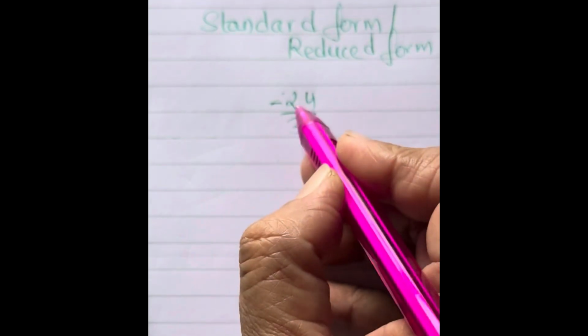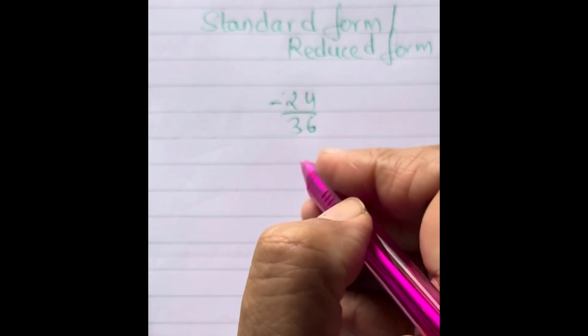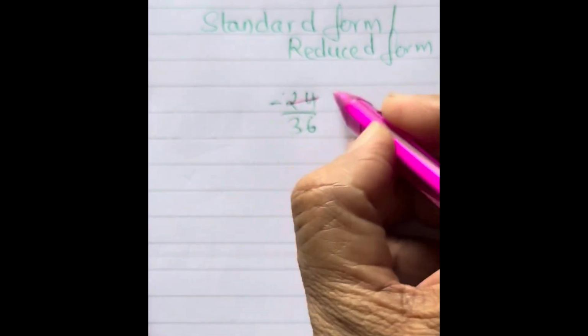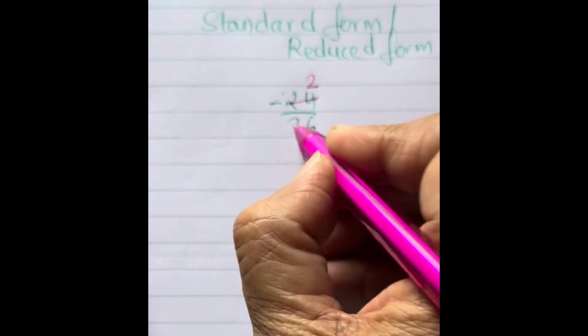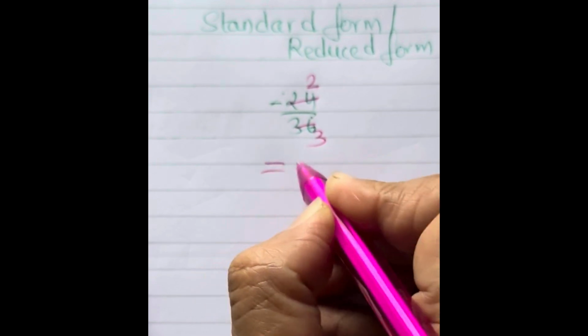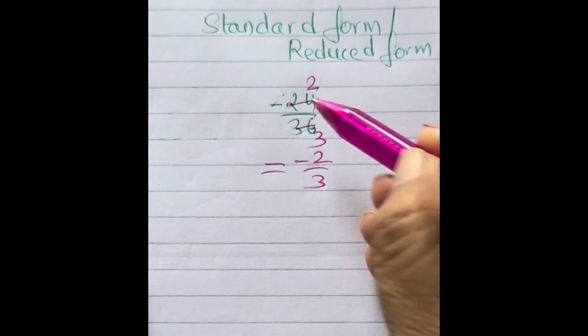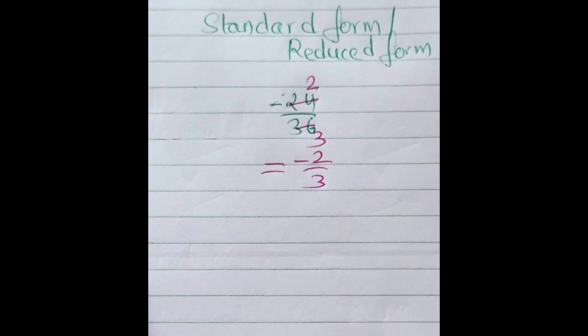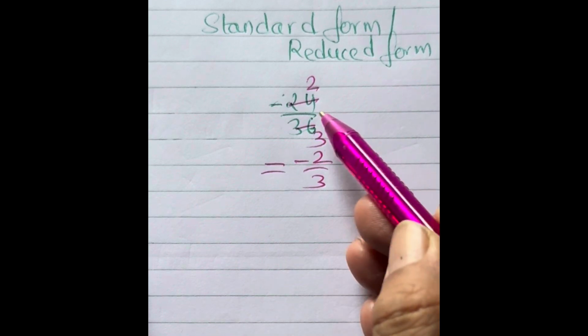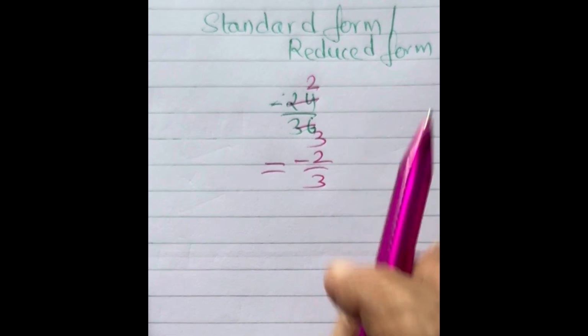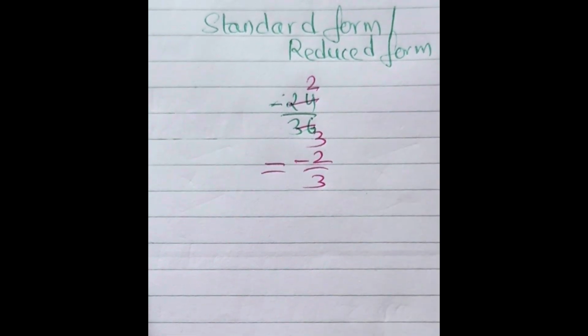You can easily see that 24 and 36 are divisible by 12. So 12 2s are 24, 12 3s are 36. The answer is minus 2 upon 3. You can even strike off with 2, then 3, that is common. It is not necessary that you directly strike off with 12, right? But it's very easy if you find the HCF and strike off with that, right? So this is the way you will find the standard form or the reduced form.